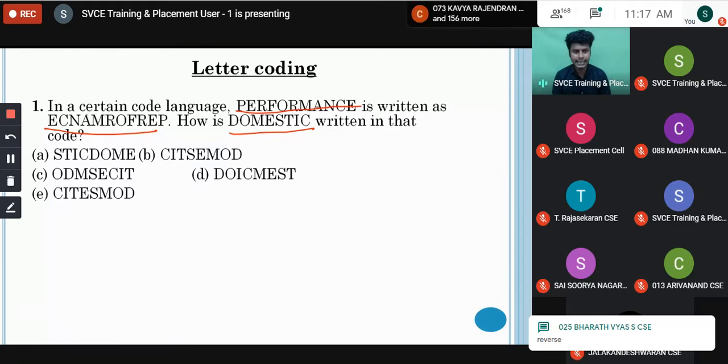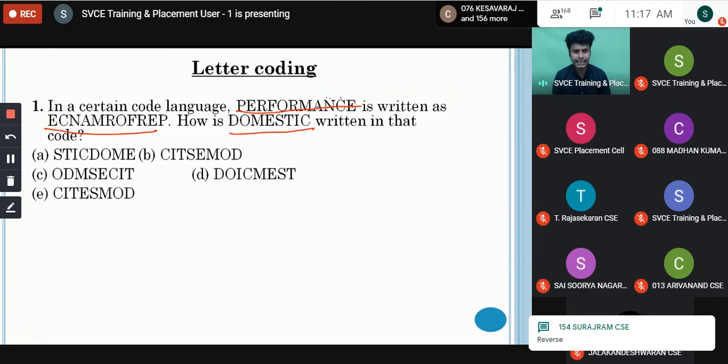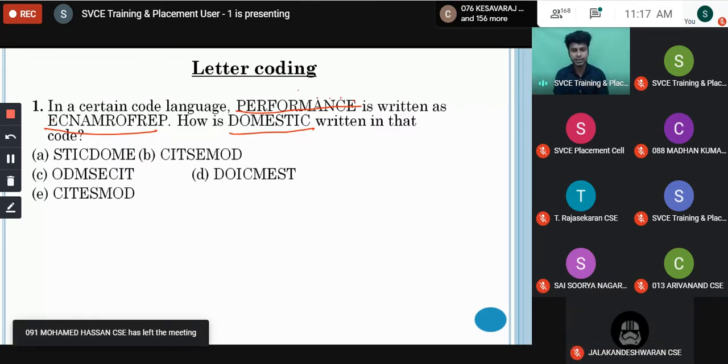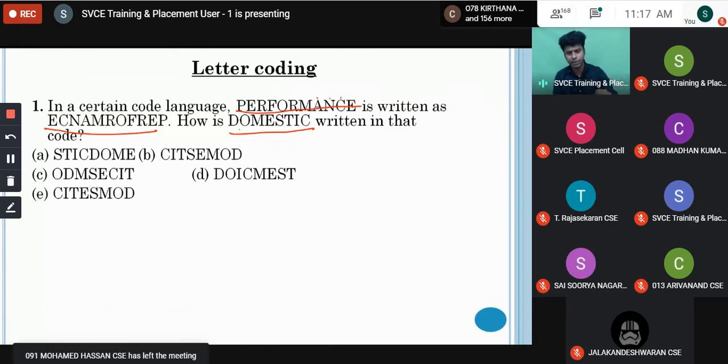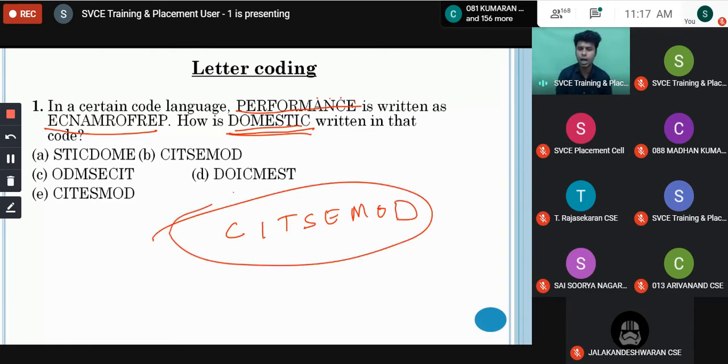It's very simple. They have simply reversed the word. Am I right? So the last letter E came first, and then C, N, A, M, and it goes on. So they have simply reversed it. Now you all understood the logic, my dear friends. Once you understood the logic, apply it to the given word, domestic. Okay, now what's your answer? C-I-T-S-E-M-O-D. This is how simple it is.